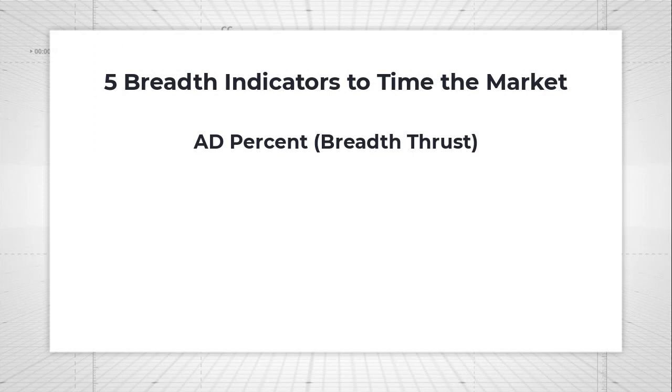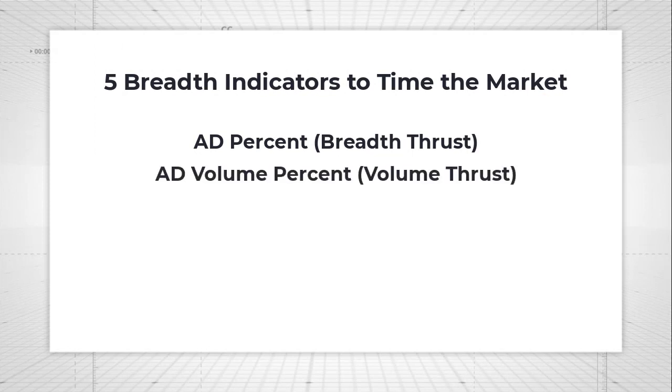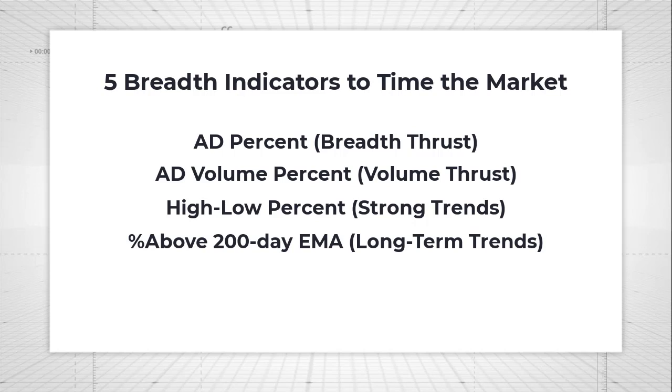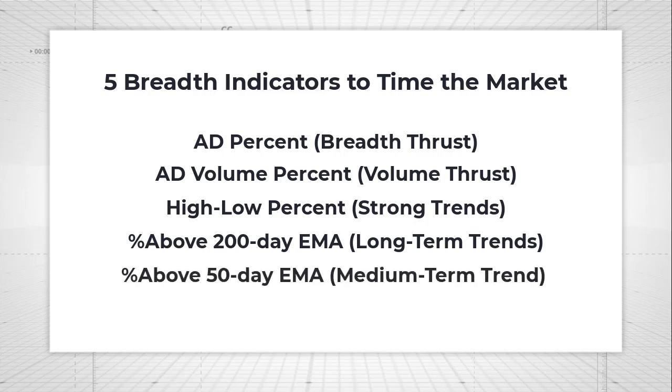So today I want to introduce you to 5 breadth indicators you can use to help time the market: AD% for a breadth thrust, AD volume percent for a volume thrust, high-low percent, strong uptrends versus strong downtrends, percent above 200-day EMA, and percent above 50-day EMA.